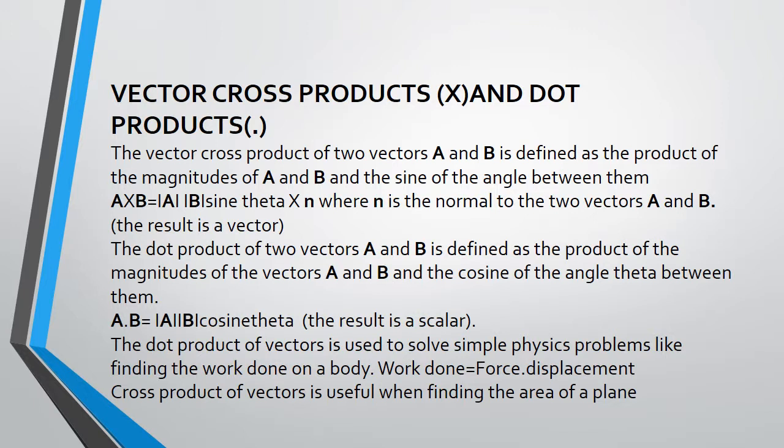The dot product of two vectors A and B is the magnitude of the vector A times the magnitude of the vector B times the cosine of the angle theta, where theta is also the angle between vector A and vector B. The dot product of vectors can be used to find the work done by bodies simply by taking the dot product of the force and the displacement, whereas the cross product can be used to find the area in a plane.